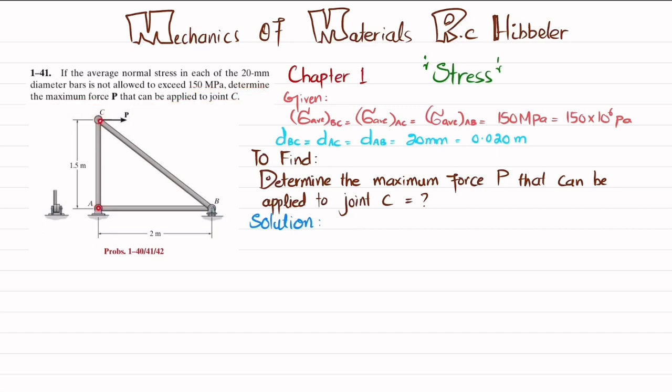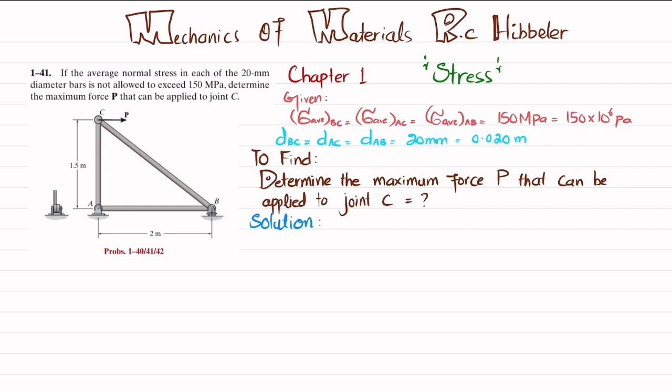So you can see this is a truss A, B, C, and each of these bars has a diameter of 20 millimeter, and the allowable stress should not exceed 150 megapascal. So you have to find this maximum load P that can be applied to joint C. The average normal stress in each bar should not exceed 150 megapascal, that is 150 into 10 raised to the power 6 Pascal, and the diameter of each rod AB, BC and CA is 20 millimeter, that is 0.020 meter, and we have to find the maximum force P at joint C. So let's start with the solution.